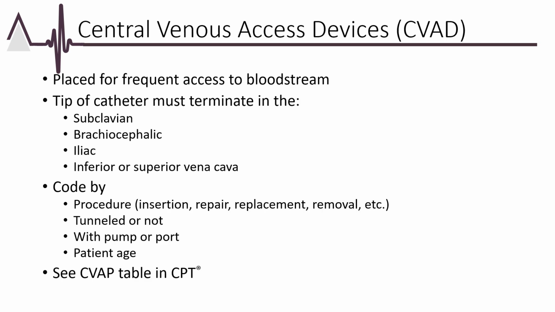Synthetic grafts may also be used. Central venous access devices are placed for obtaining quick, frequent access to the bloodstream. Per the guidelines, to be a central venous access device, the tip of the catheter must terminate in the subclavian artery, brachiocephalic artery, the iliac artery, or either the superior or inferior vena cava. There are codes for the type of procedure, whether the catheter was tunneled or not, whether there was a port or a pump used, and the age of the patient.